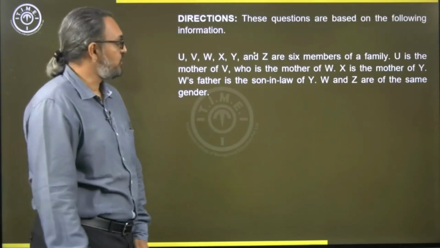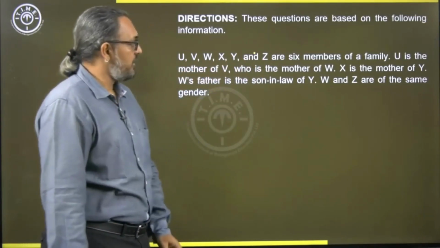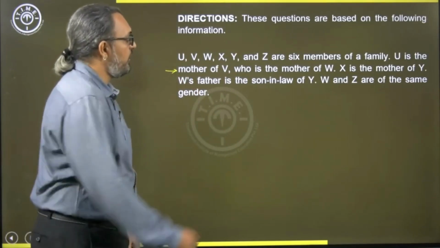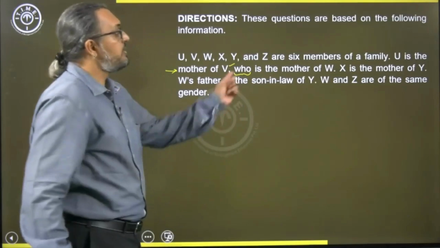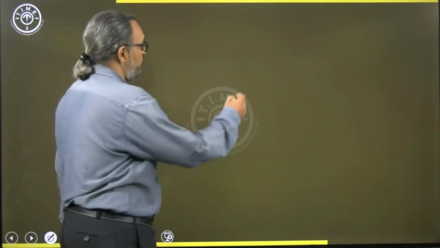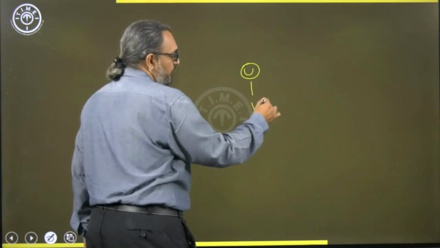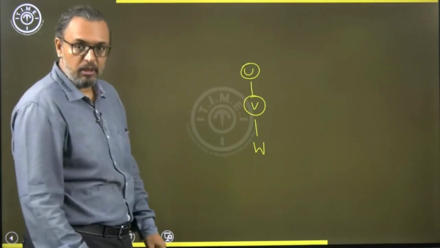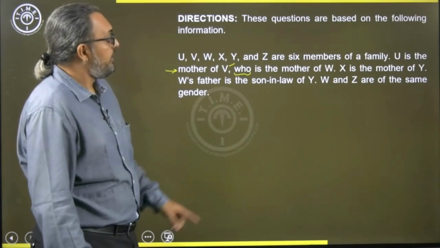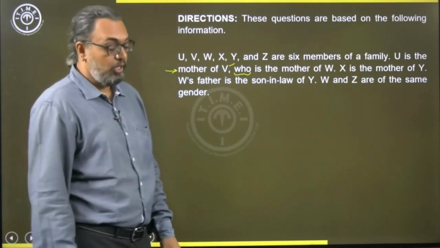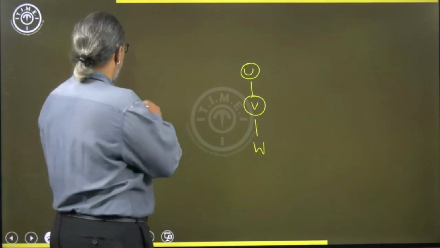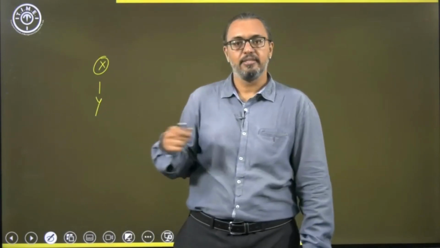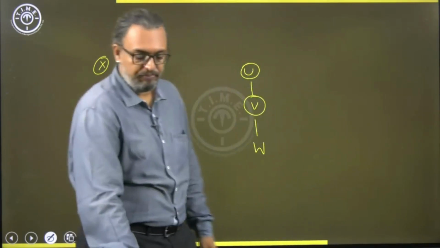We have one more. The next one says U, V, W, X, Y, and Z are 6 members of a family. Now it says U is the mother of V, who means V is a mother of W. So we have U is a mother to V and V is a mother to W. Now X is a mother of Y. So I don't know where that is. So I'll put it separately. X is a mother to Y. Then we'll see where we have to combine them.